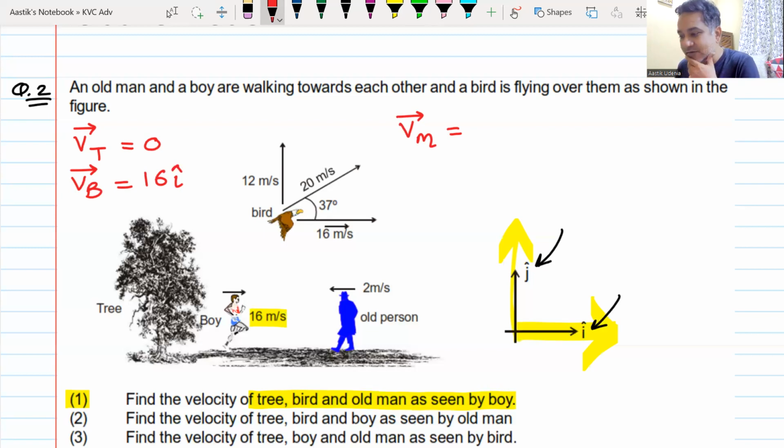What is the velocity of man with respect to ground? Look at this. -2, sir. -2 I cap. That is better. -2I. What is the velocity of bird? Now bird and boy will become same, so I write eagle. I make the bird as eagle. Velocity of eagle, VE. Yes.